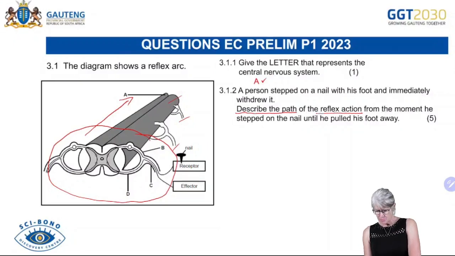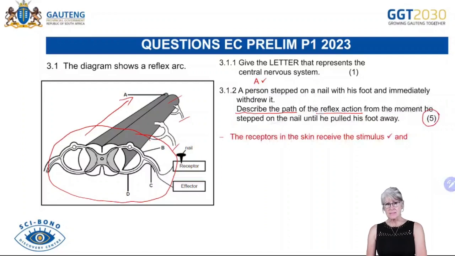So the reflex action from the moment he stepped on the nail until he pulled his foot away. And have a look, it's worth 5 marks. So I need to actually describe what happens along that pathway. Right, so let's have a look. The first thing, the receptors in the skin, as I said, there's pain receptors that are in our skin, and they receive the stimulus. Okay, and what they do is they then convert that stimulus into a nerve impulse. Please don't use the word message. They don't convert it into a message. It's converted into a nerve impulse.